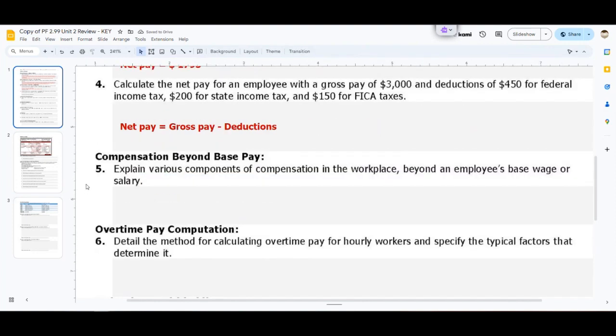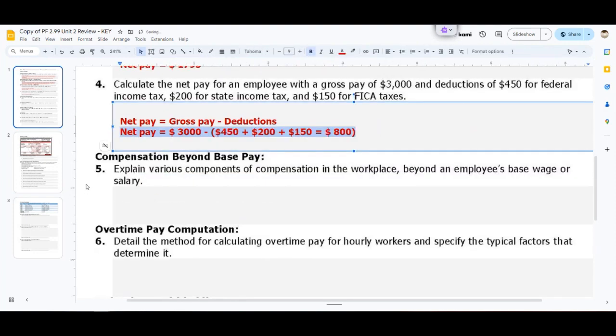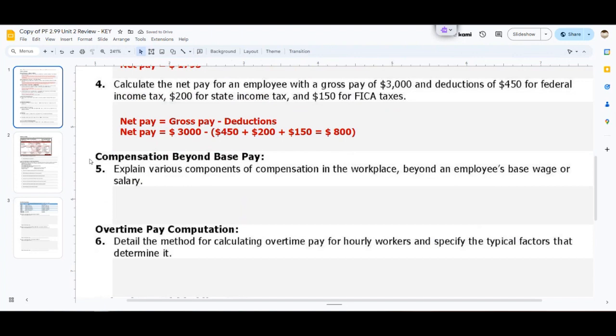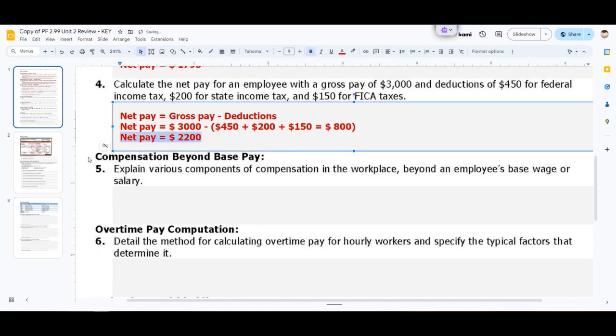Our net pay is simply our gross pay minus our deductions. Our deductions are 450, 200, 150 altogether. That's $800 being deducted for our taxes. So $3,000 gross pay minus 800 leaves us with net pay of 2,200.